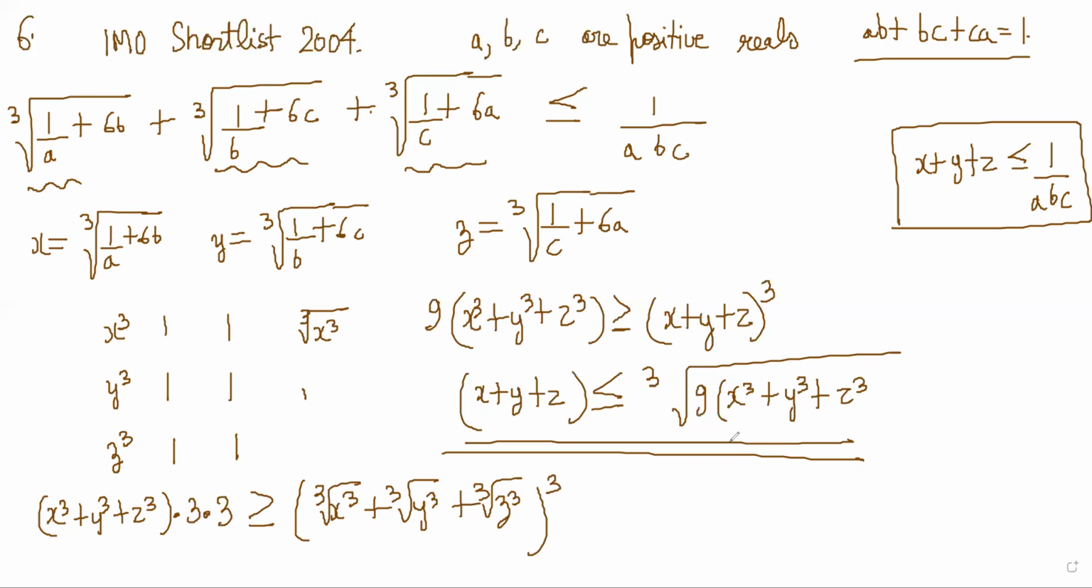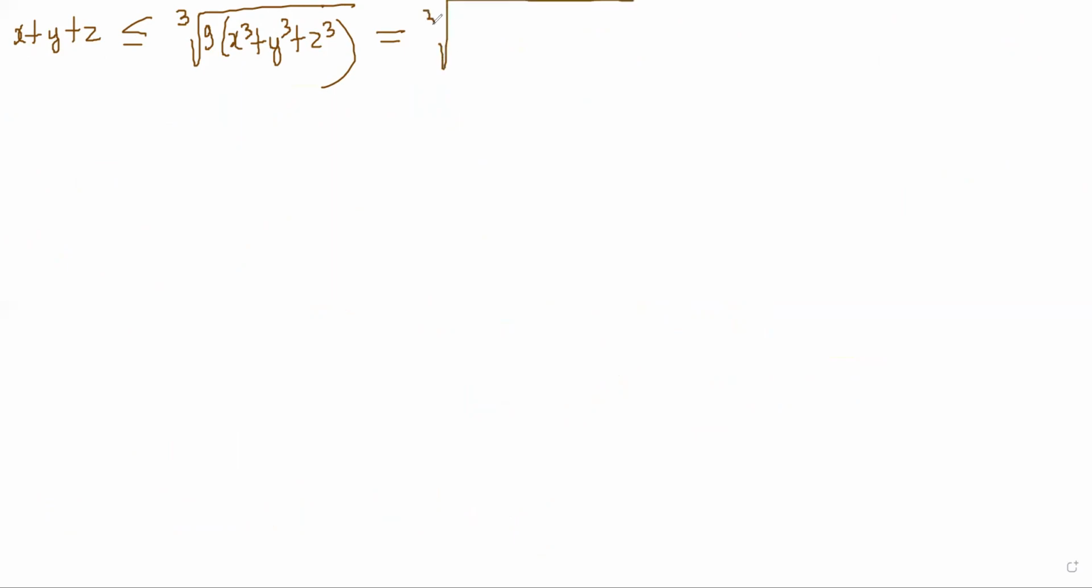So what I have to do is somehow prove that this x plus y plus z is less than or equal to 1 by abc. Let's do it on the next page. So we have x plus y plus z less than or equal to the cube root of 9 times (x cube plus y cube plus z cube). Now I'll substitute back my x, y, and z, because they were cube roots of 1 by (a plus 6b) and such other terms. So x cube becomes 1 by (a plus 6b), y cube becomes 1 by (b plus 6c), and z cube is 1 by (c plus 6a), right?